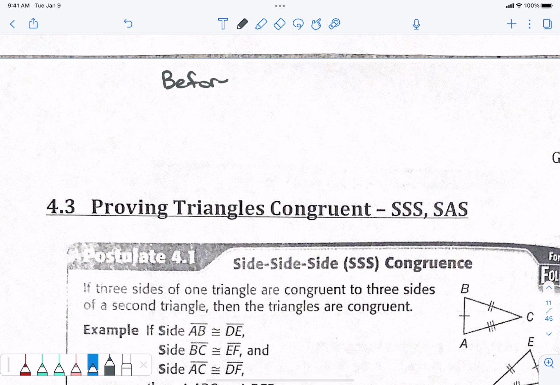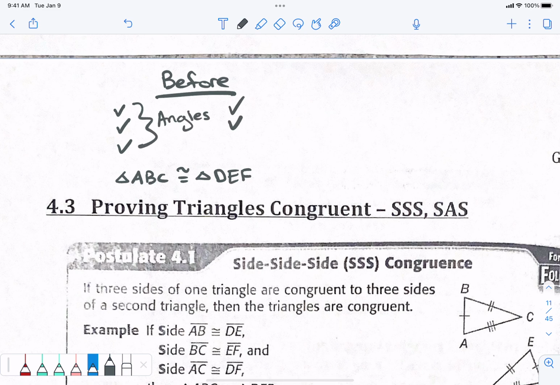Here's what we were doing before. Like Wednesday's lesson, what we just turned in today, they would tell us that we are trying to prove that triangle ABC is congruent, same shape, same size, as triangle DEF, let's say. And in order to do that, we would have to check off 6 boxes, right? Mainly that all 3 angles are matching each other and all 3 sides are matching each other.